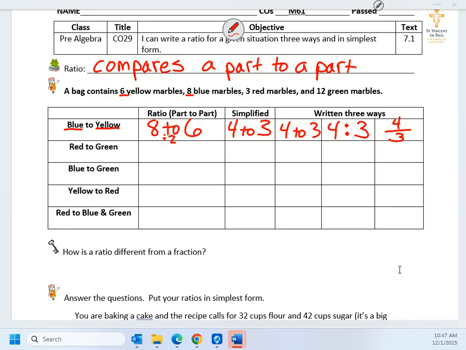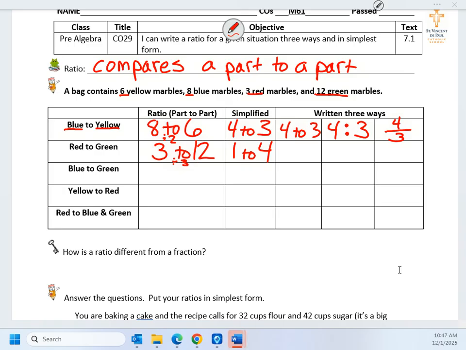So let's look at our next row, red to green. What number should I put in my first box? Avery. Not Avery, Clara. 3. 3 red to 12 green. So we've got the 3 red, we've got the 12 green. Now we need to simplify. Holland, how do I simplify it? Divided by 3. I can divide a 3 out of both sides. 3 divided by 3 is 1. 12 divided by 3 is 4. So now I have my simplified form.